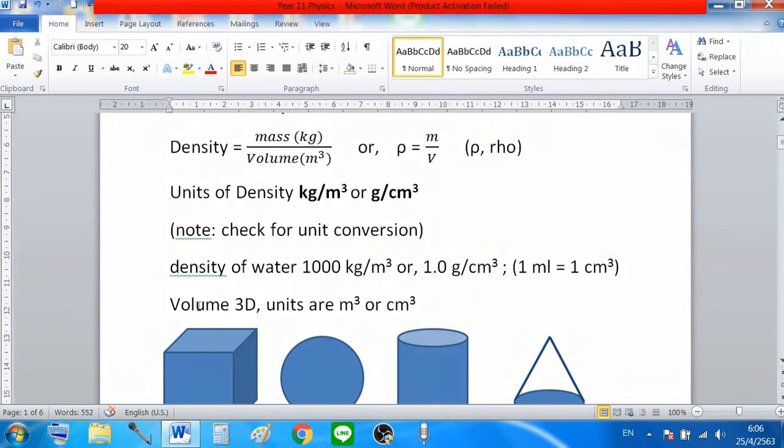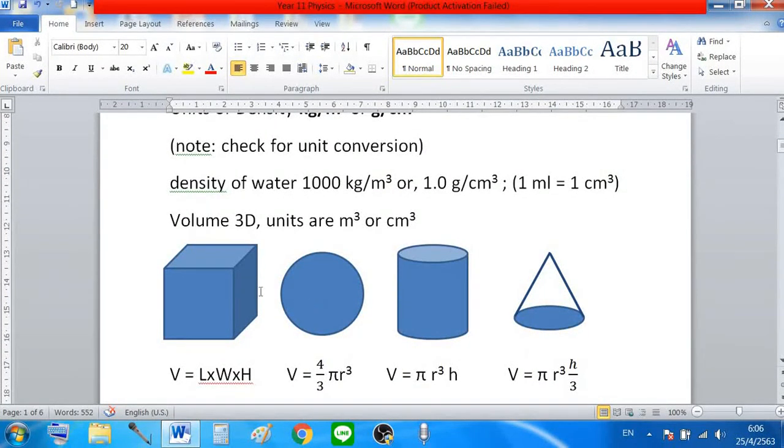So when we talk about volume, we are talking about 3 dimensions, and the units are meters power 3 or centimeters power 3. Some of the common shapes we will be talking about are a cube or cuboid. To find the volume, we multiply length times width times height, and they all have to be in the same unit, all meters or all centimeters, and that will give us meters power 3 or centimeters power 3. For a sphere, the volume is equal to 4 over 3 times pi times the radius power 3.